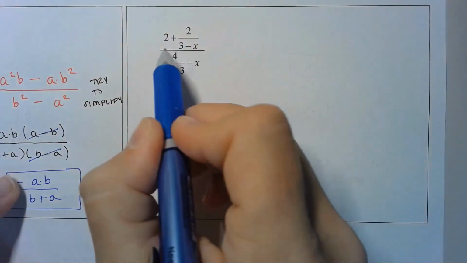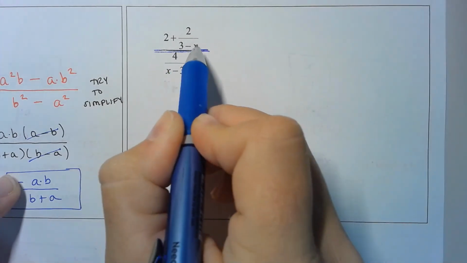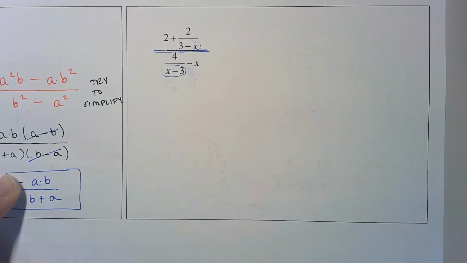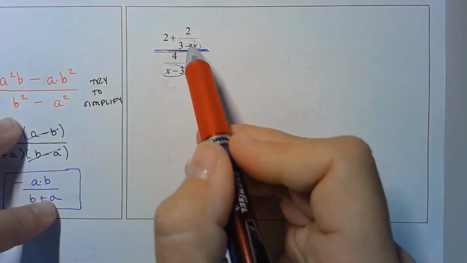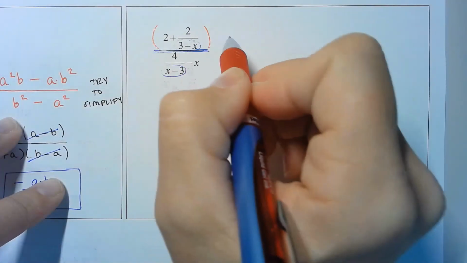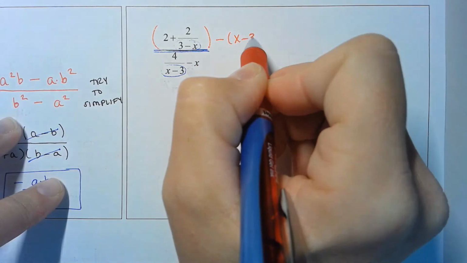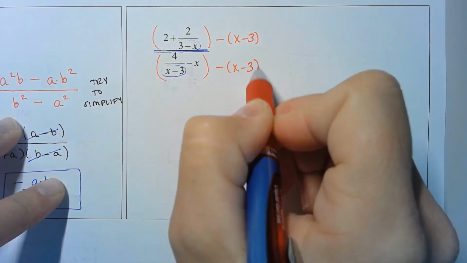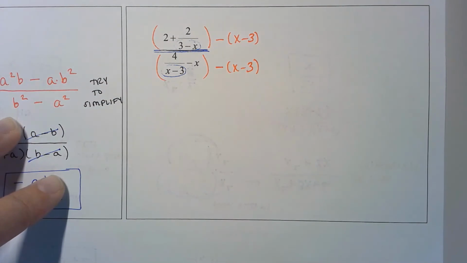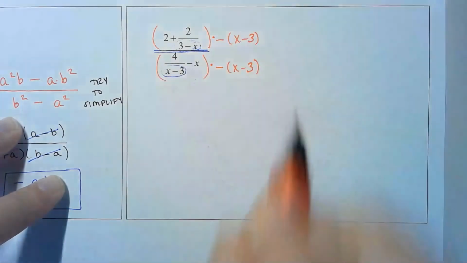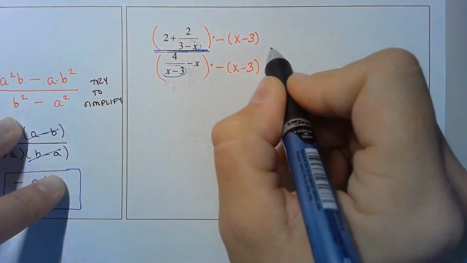All right, here's my big old fraction bar. So in the numerator, I've got a fraction. In the denominator, I've got a fraction. We have already said that the common denominator here between these two is a negative x minus 3. We could do this differently, I'm sure, but that's okay. I'm multiplying by that, not subtracting it. Okay.